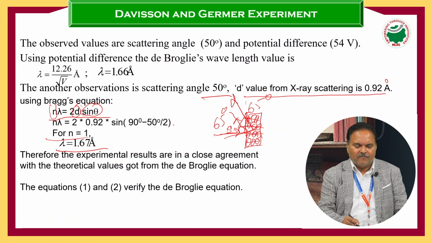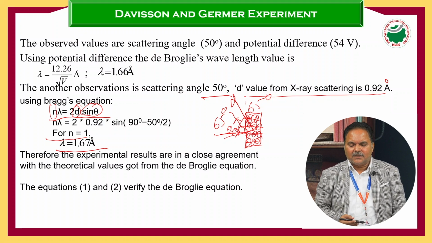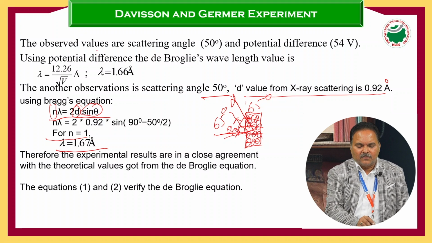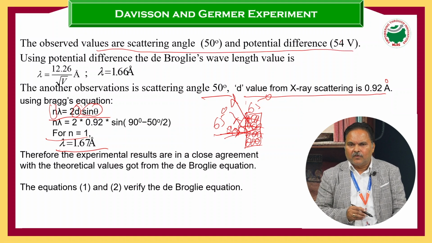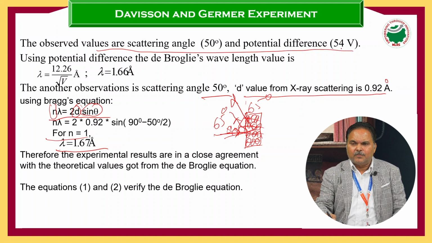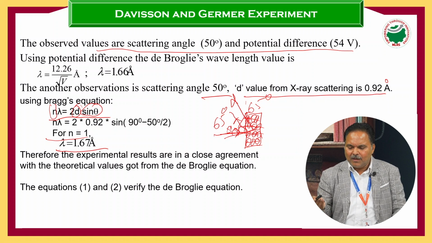This is the diffraction side, that means it is the diffracted ray. Then what about the particle nature? Another observation is the potential difference, 54 volts. Potential difference means the electron will be ejected. So that means the electron is once again a particle.